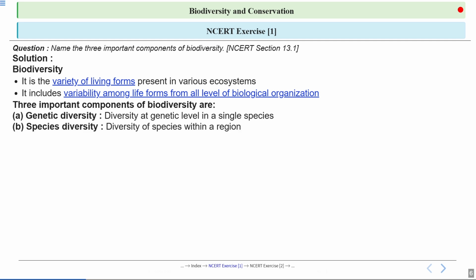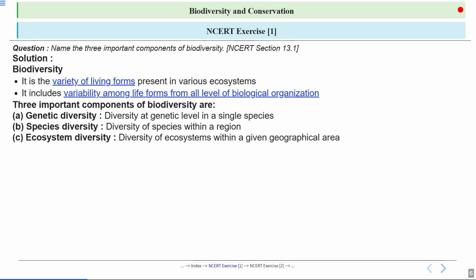Next one is species diversity. This refers to the variety and abundance of different species present in a particular region. It measures how many different species exist within an area and how evenly they are distributed. Then ecosystem diversity refers to the variety of different ecosystems present in a specific region. It highlights how multiple types of ecosystems such as forests, wetlands, grasslands, and deserts can coexist within the same geographical area.